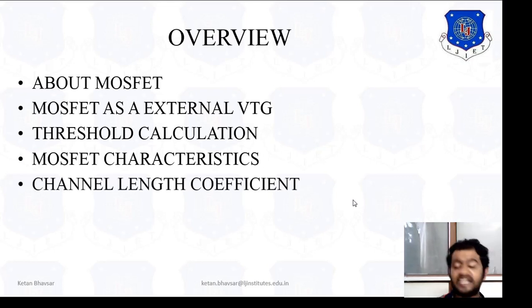Then channel length modulation, as you already know, if you increase VDS more and more, then what exactly happens is the channel length will start decreasing, and after some time it will leave the drain region, and the charge density will increase near the source terminal. So we already studied the lambda coefficient. It is called channel length modulation, and we already studied what exactly channel length modulation is.